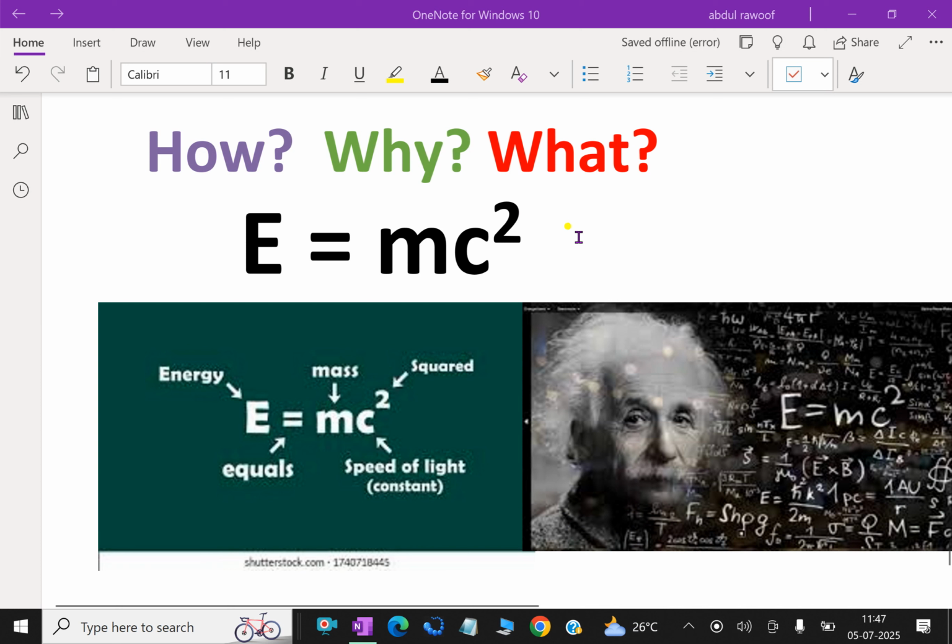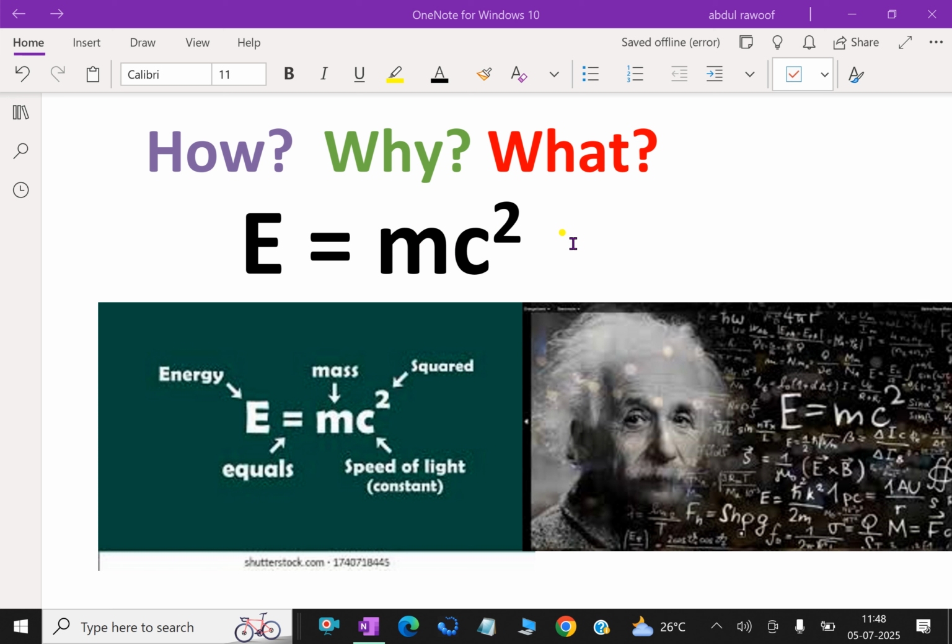In that, we'll discuss the world famous equation E equal to mc squared. Now, let us discuss this equation as well as the proof of that equation. Before that, we'll discuss something about E equal to mc squared.